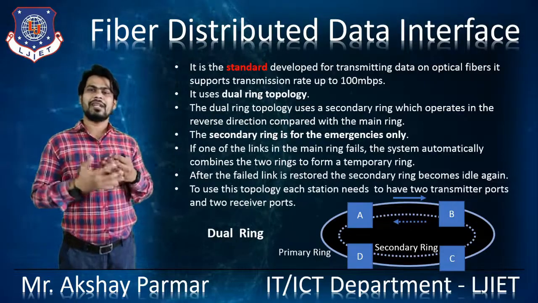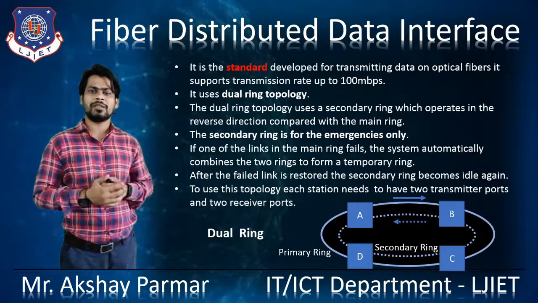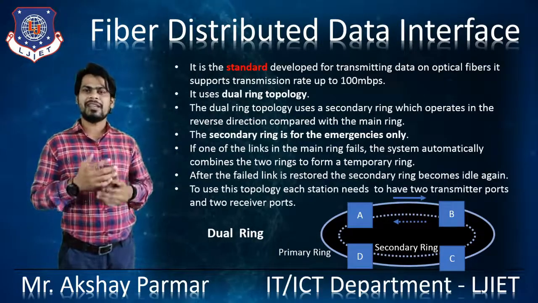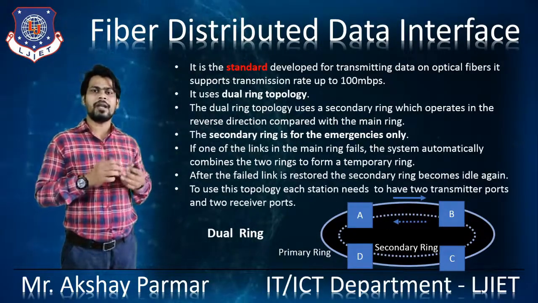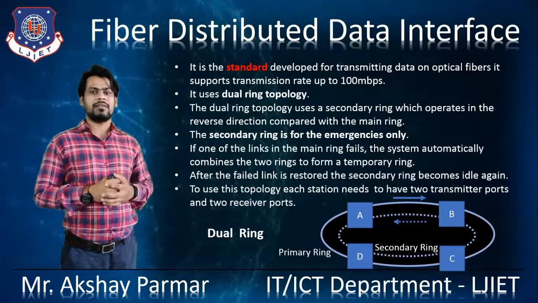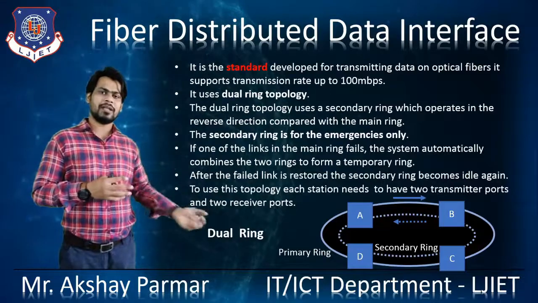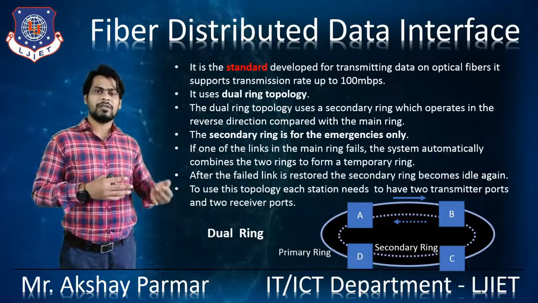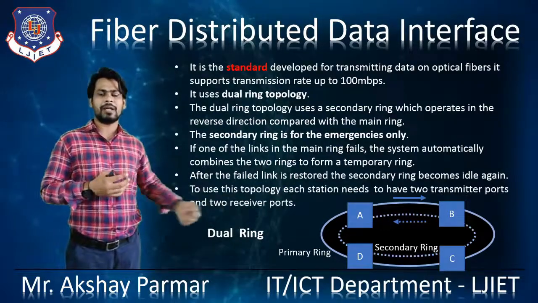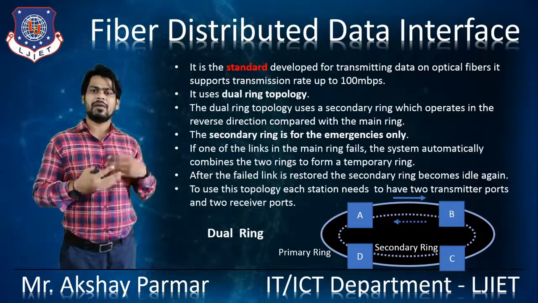Which kind of physical topology does it have? FDDI has a dual ring topology. The dual ring topology uses a secondary ring which operates in the reverse direction compared with the main ring. As you can observe in the diagram, the main ring works in the clockwise manner, and the secondary ring is connected with all the nodes, operating in the reverse direction of the main link. As you can observe in our figure, it works anti-clockwise. It can be vice versa also.